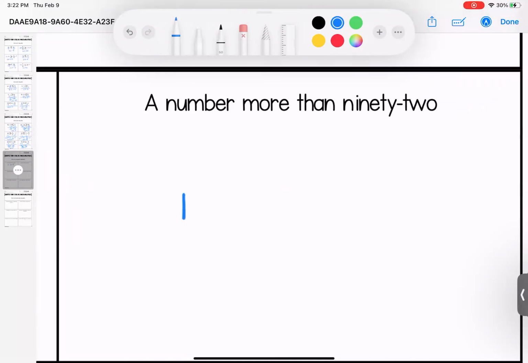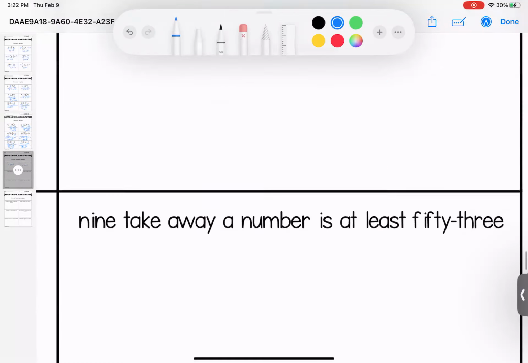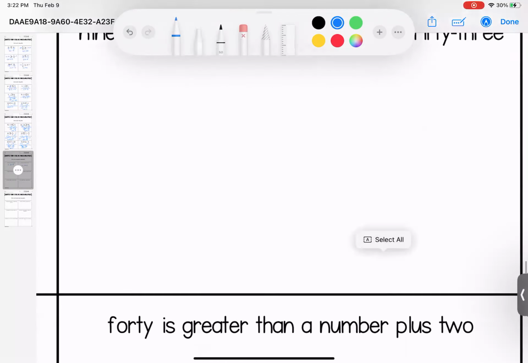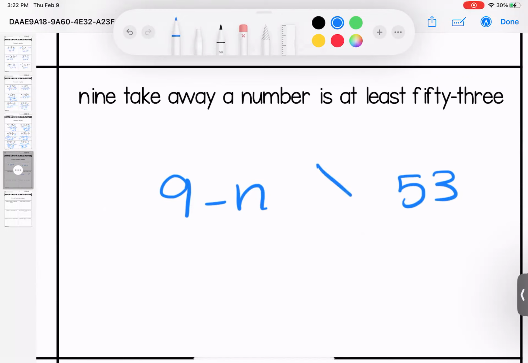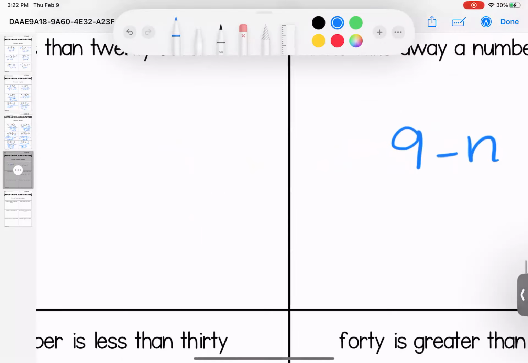A number more than 92. Which one is greater? The number. n is greater than 92. 9, take away a number, is at least 53. 9, take away a number, 53. It has to be at least 53. So we're going to say that 9, take away a number, is going to be greater than or equal to 53 because it has to be at least 53.